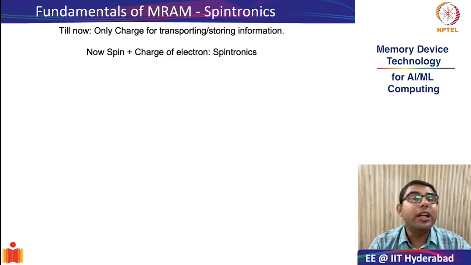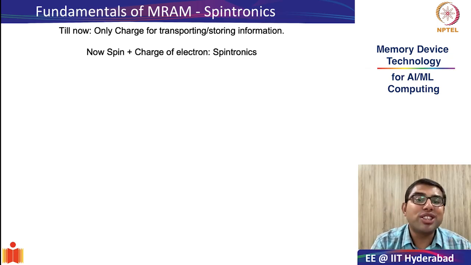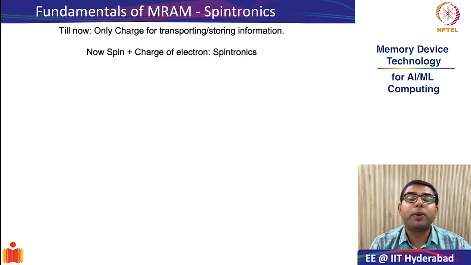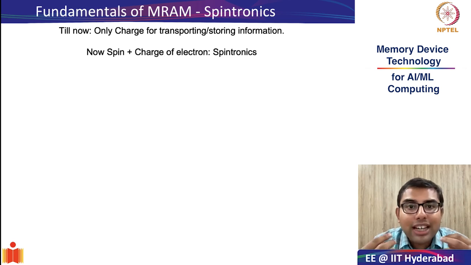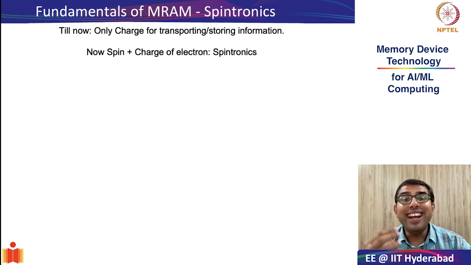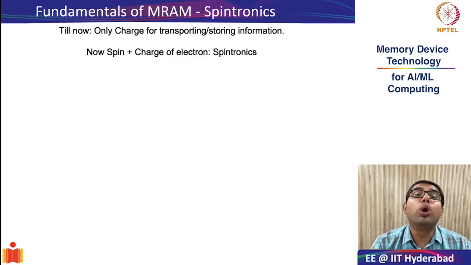Till now, we have been only looking at charge-based devices. So the movement of charge, the trapping of charge, or the storage of charge was what was responsible for the transport of information, the storing of information, and also the manipulation of information. Now we will look at spintronic devices where, in addition to the charge of the electron, the spin degree of freedom is also used.